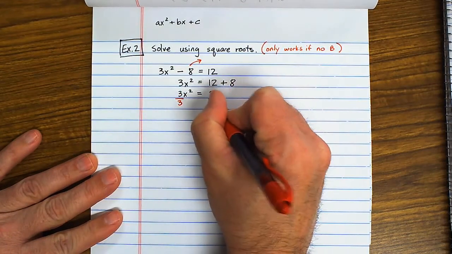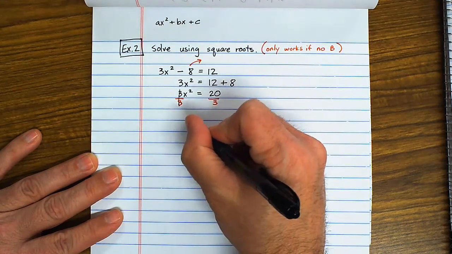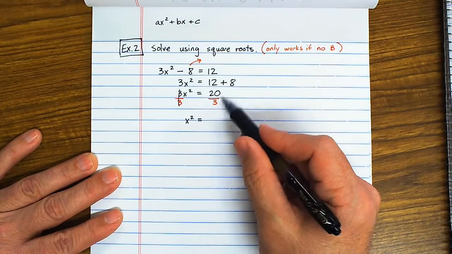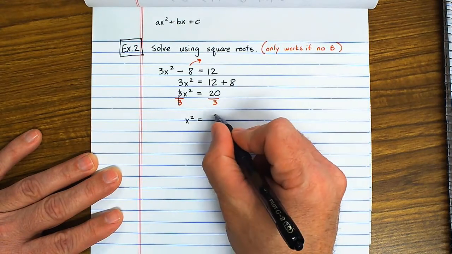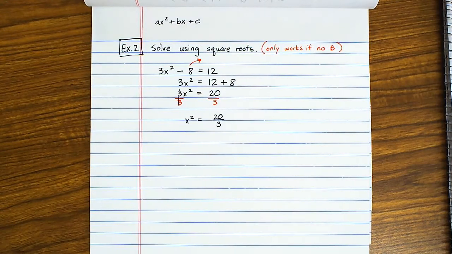So I'm going to use red. Divide by 3, divide by 3. These are going to cancel, which gives me x squared equals, and then 20 cannot be divided by 3, so that's just going to stay 20/3. And I'm almost there. I don't want x squared, I want x. Does anybody know what I do to get rid of that little 2?